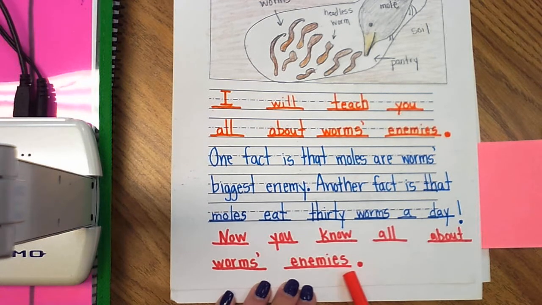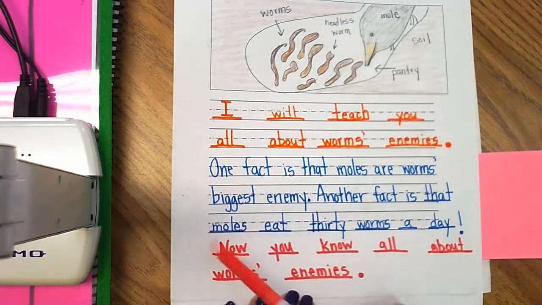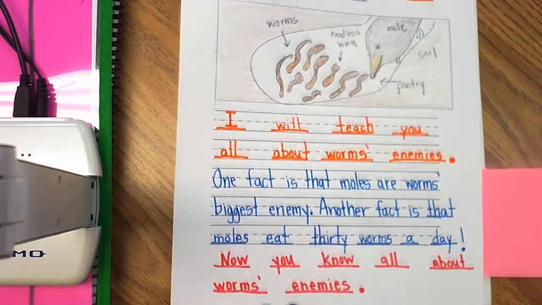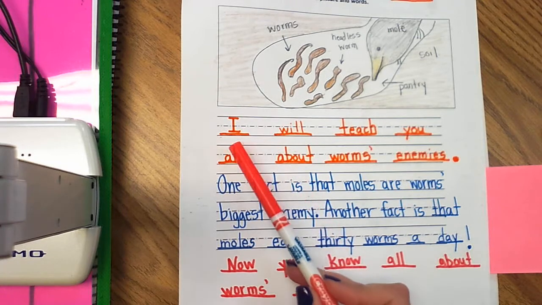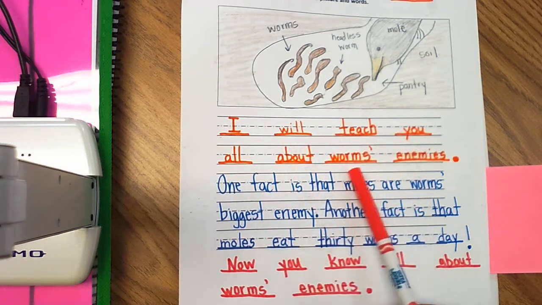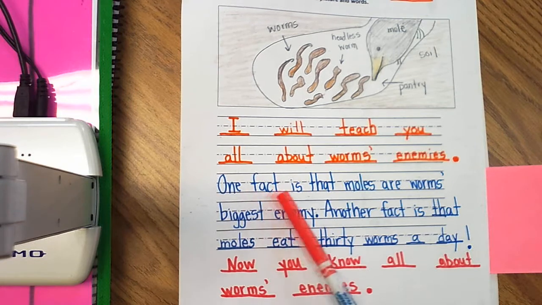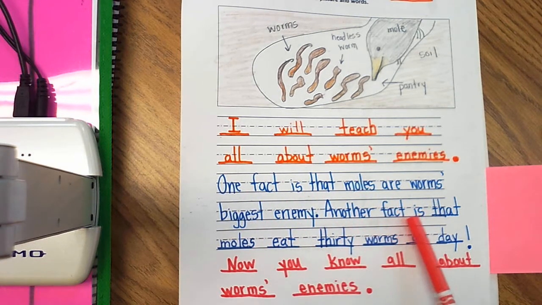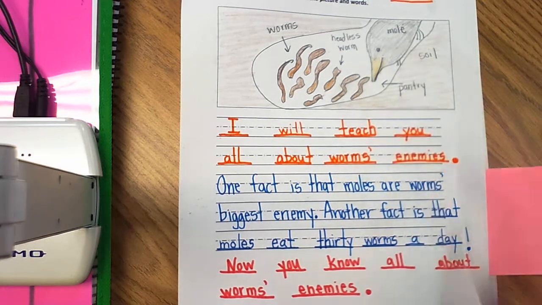Now that we're done with our closing sentence, let's go back and reread our entire paragraph to make sure it sounds right and makes sense. Here we go. I will teach you all about worms' enemies. One fact is that moles are worms' biggest enemy. Another fact is that moles eat 30 worms a day. Now you know all about worms' enemies. Now my reader knows, oh, that's it. That's the entire paragraph. They taught me what they know about worms' enemies, one of which is a mole.